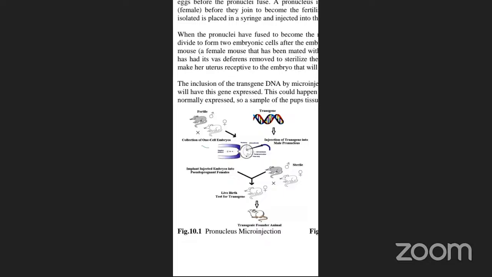So here, can you see like this? This one is female, the green color one, which I highlighted. This red color is male. After fertilization, one-cell embryos were developed. Meanwhile, they have taken the gene of interest, which is called the transgene.